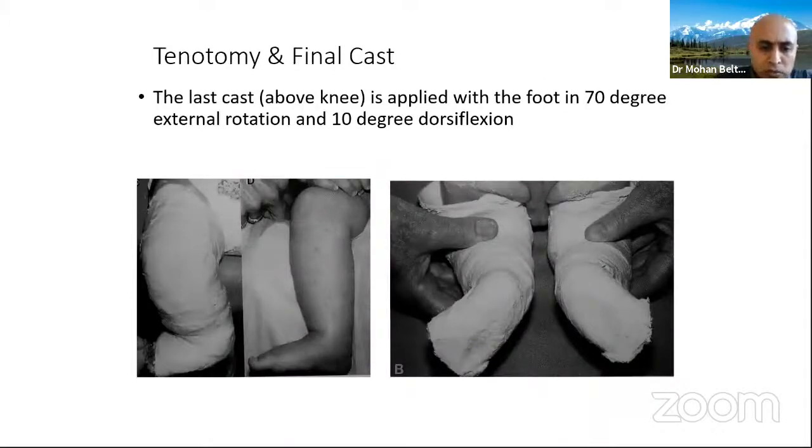As you can see, when the foot is abducted to 60 degrees or so, and the hindfoot valgus is corrected, and the forefoot reduction is corrected, and this is what is shown in the last cast on the right, then you're ready to do the tenotomy.